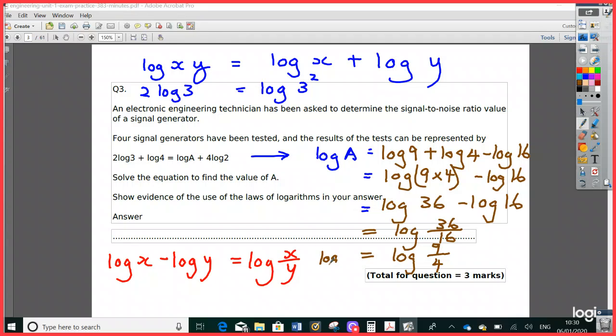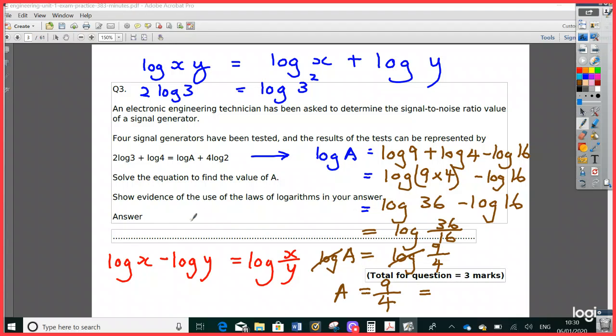And both sides have log. So what do you do? What's the opposite of log? Well, yeah, natural log. Well, basically, don't think about opposite. Just because they both have log on both sides, they cancel out. So a is equal to 9 over 4. And show evidence of the working. Okay, the answer is 9 over 4.